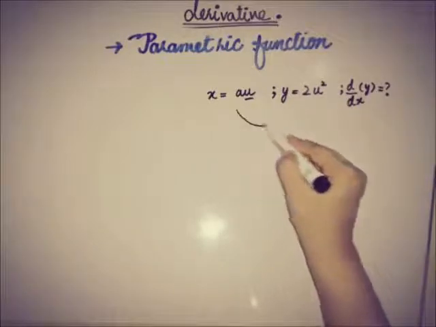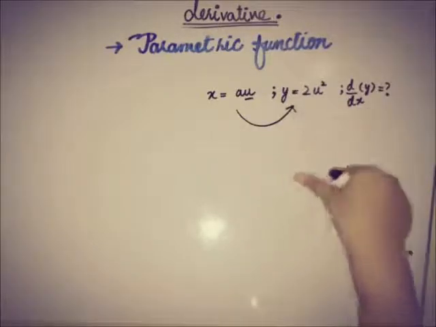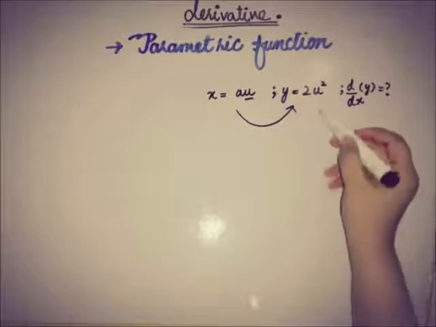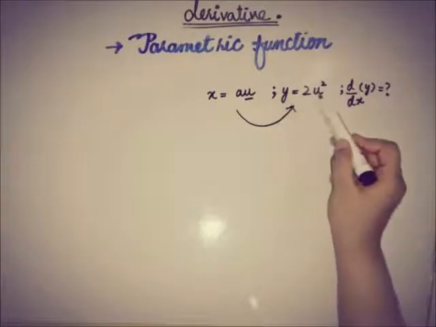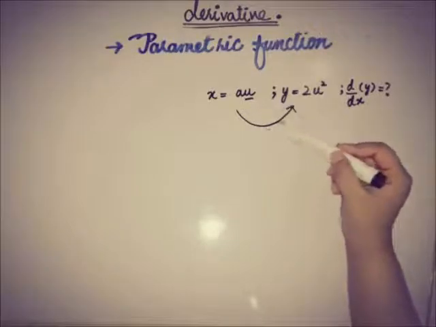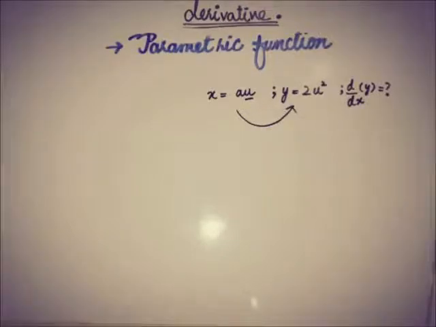These are known as parametric equations or parametric functions, and we can also use the chain rule in order to find the derivative of such types of functions. Here u is known as the parameter because u is independent, y is dependent on u, and x is also dependent on u. So u is a parameter, and x and y are the parametric equations.